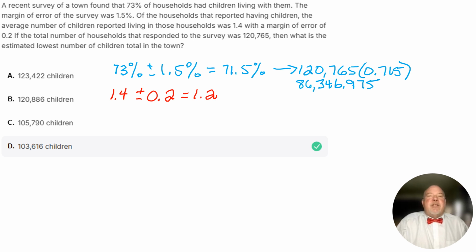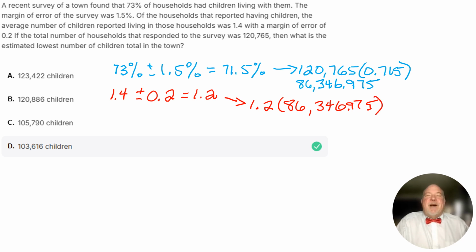Now I want to see how many children they have. So we're going to take the low average of 1.2. And so each of these households, if they had 1.2 kids, how many kids would they have? Well, we're just going to multiply 1.2 times the 86,346.975. I don't know why I didn't write the 9. There we go. What an ugly 5. My fault.